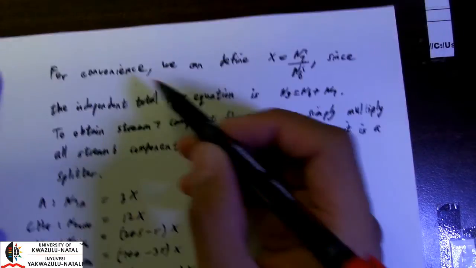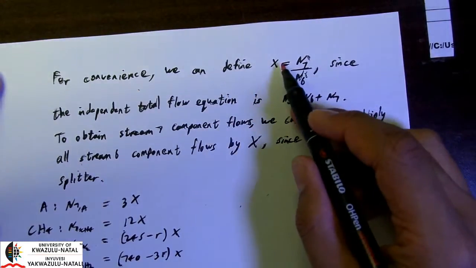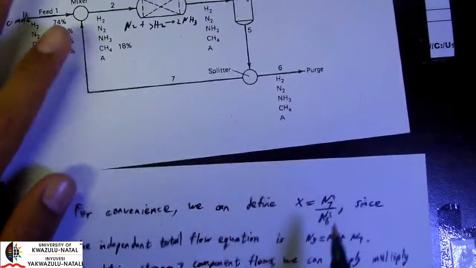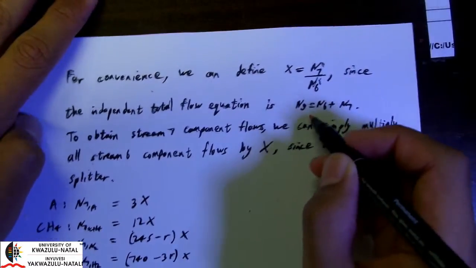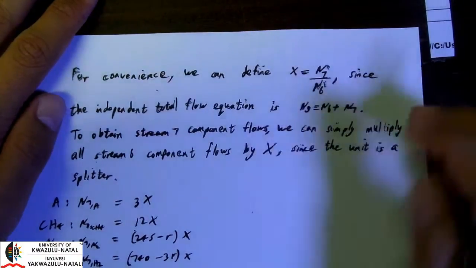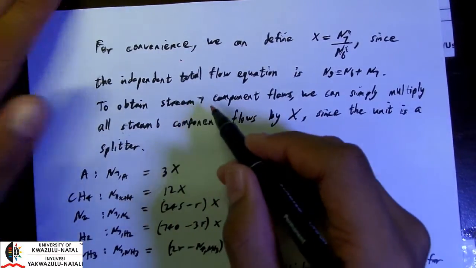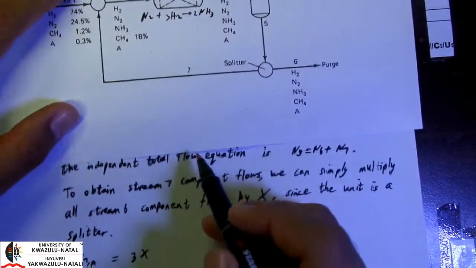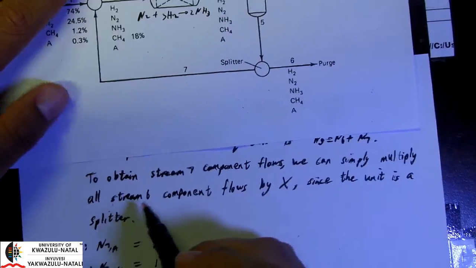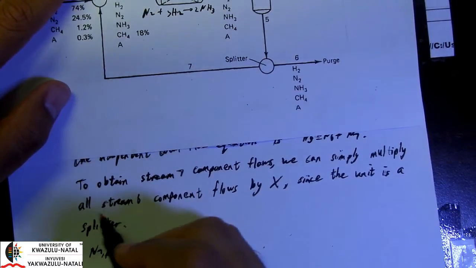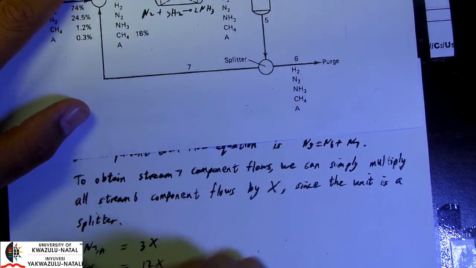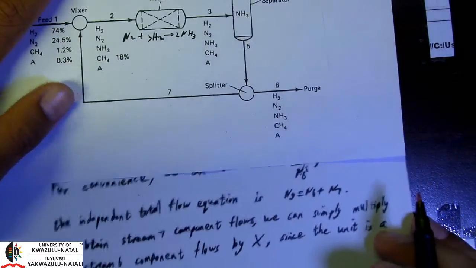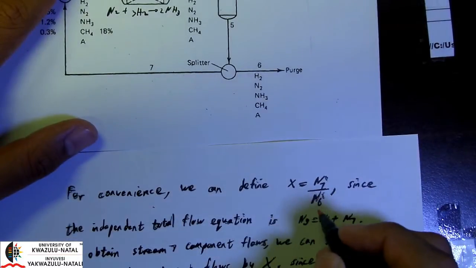And for convenience, I can define an X ratio where X is equal to N7 over N6. Okay, since the total flow equation will ultimately be N5, which is equal to N6 plus N7. And now to obtain my stream 7 component flows, I can simply multiply all the stream 6 component flows by X. So therefore I can express all of my components in terms of this new value X, where X is equal to N7 divided by N6.